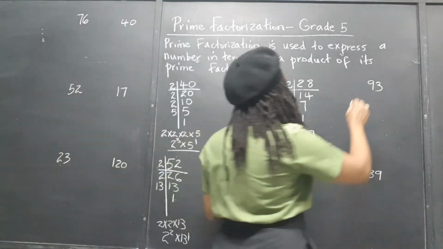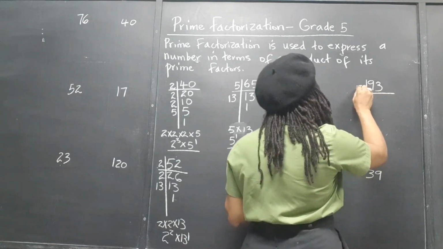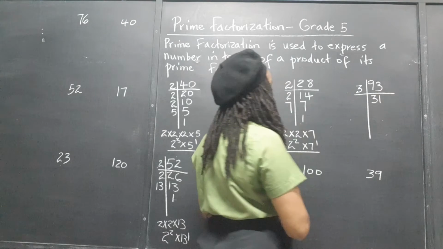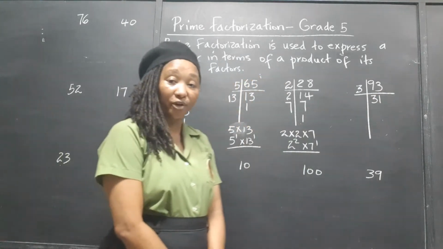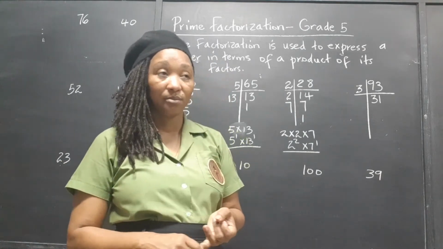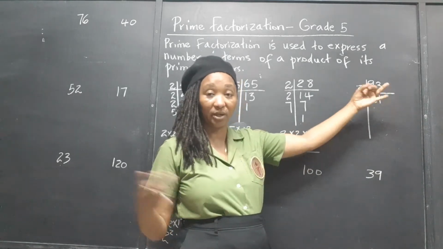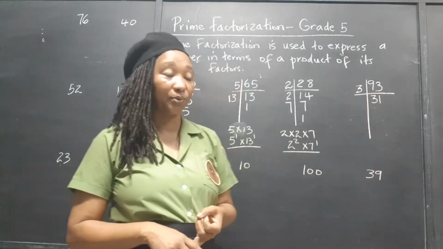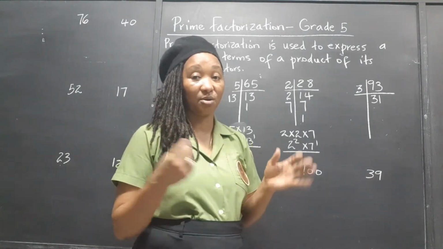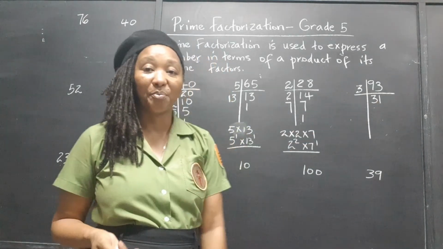So 93, let's do 93. We know 2 can't go into it, it's odd. So we have to use 3. 3 into 93 goes 31. Now 31, can 2 go into 31? No. 3 can't go into 31 because 3 into itself once and 3 into 1, right, 3 can't go into 31. 5 can't go. 7 can't go. 11 can't go. 13 can't go. 17 can't go. 31 is actually a prime number itself.